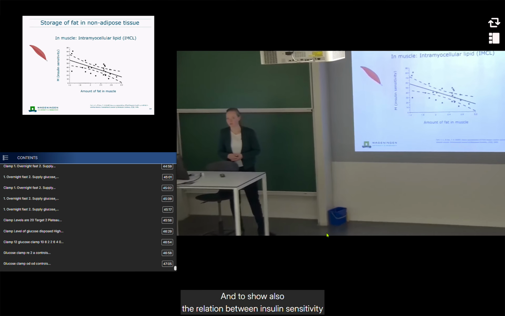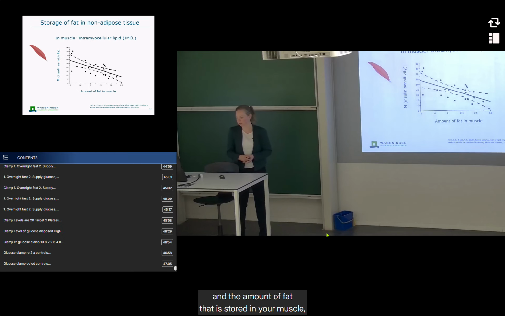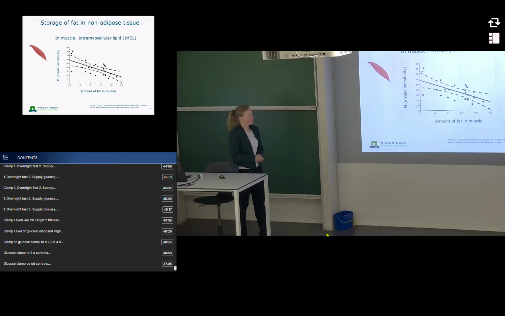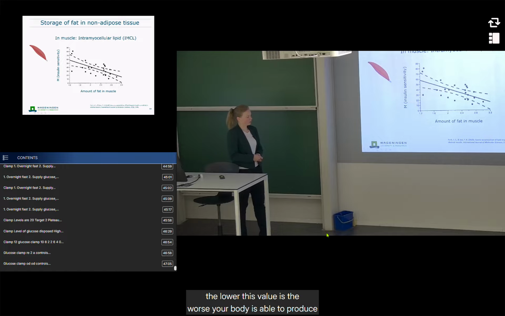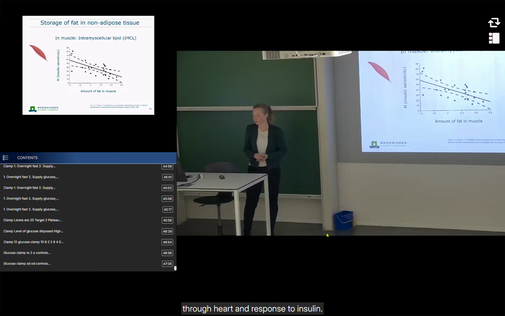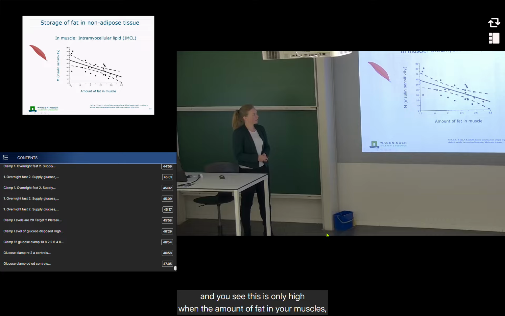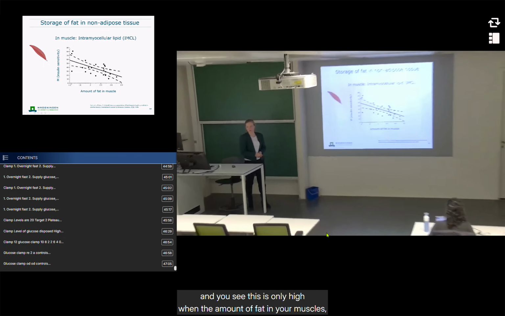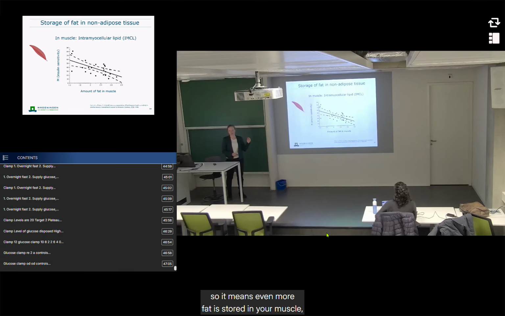And to show the relation between insulin sensitivity and the amount of fat that is stored in your muscle, I show you this picture with the M value here. This is the value that you get from the clamp method. And as we said, the lower this value is, the worse your body is able to respond to insulin. So you want this level to be high, and you see this is only high when the amount of fat in your muscle is low. The more fat is stored in your muscle, the lower the M value will be.